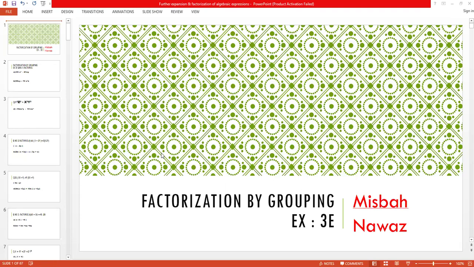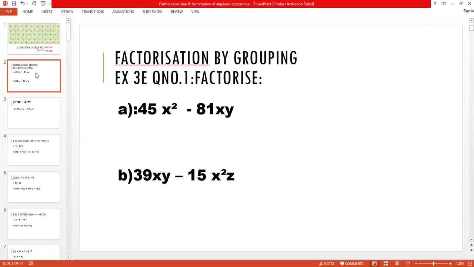Now we have to do exercise 3, and here we have to factorize by grouping. How do we factorize by grouping? Obviously, different terms are given to us, and we have to take the common factors. And these factors can be either a number or a variable. So we come to question number 1 of this exercise.